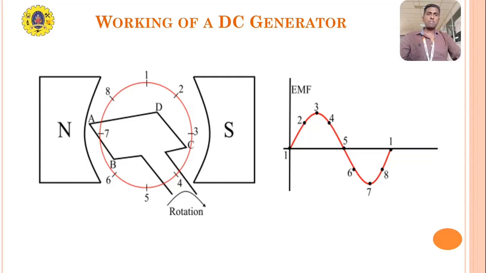Now what will happen when it reaches the point 3? You will get the maximum current value, and again when the position of the armature changes, the induced current will be reduced. So it will be gradually increasing, then reducing, and then gradually increasing. So the output of the DC generator will be AC.